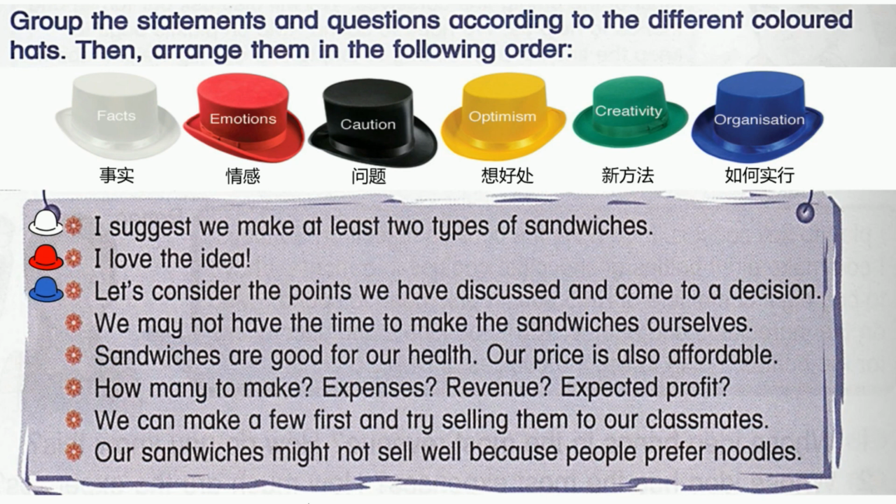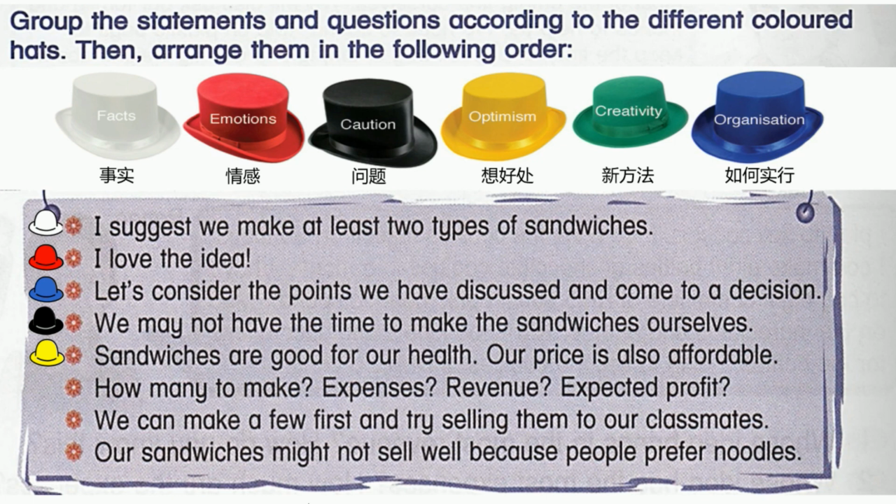We may not have the time to make the sandwiches ourselves. Here you are thinking of the problem, so you are putting on a black hat. Sandwiches are good for our health. Our price is also affordable. Here you are talking about the benefits of your product. So the answer is yellow hat.